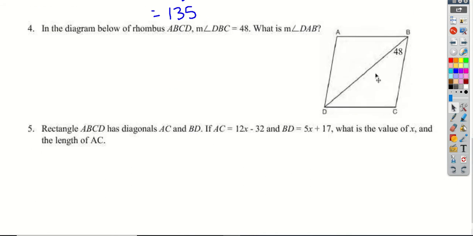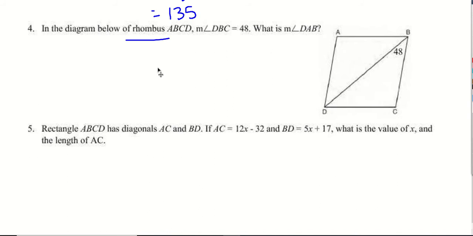Number 4 below, if this angle is 48, the key thing is that we know it's a rhombus. So remember the diagonal here is going to bisect the angles. So these two angles ABD and CBD are equal. So that makes this angle 48. The whole thing is 96. The angle next door to it, DAB, is supplementary. So we should get an answer of 84 for angle A there.